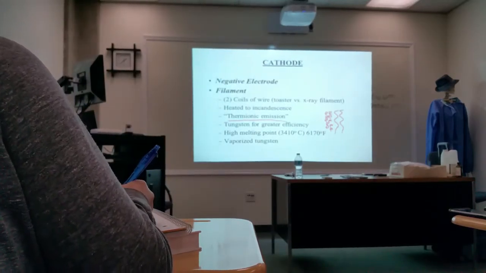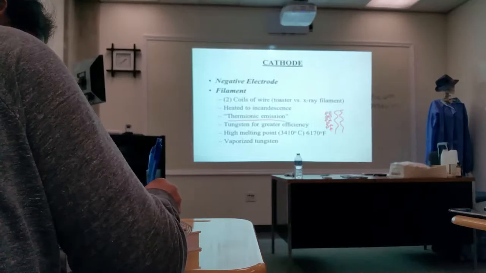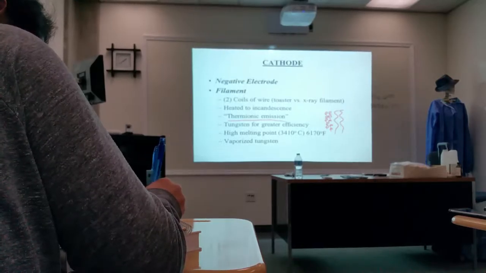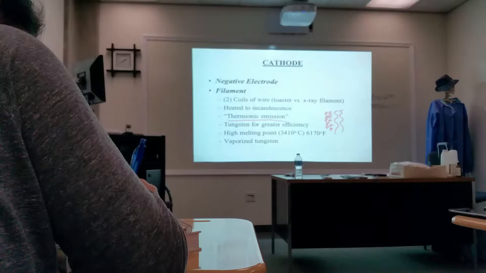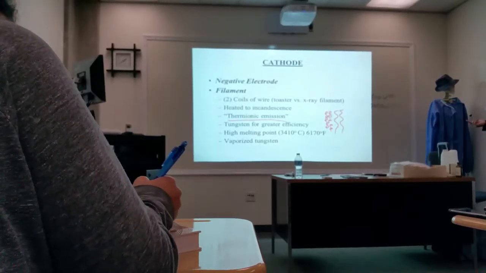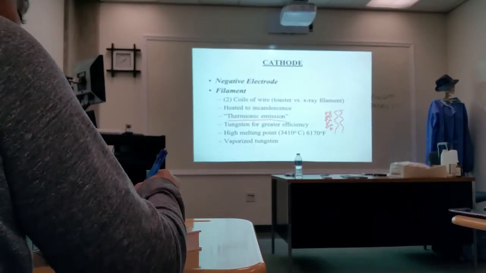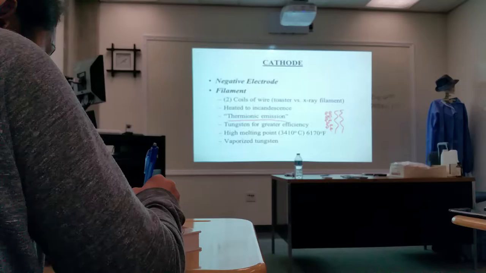The process in which electrons are boiled off from the filament is known as thermionic emission. And as we said, the greater the mA, the more electrons are boiled off, right? The less the mA, the fewer electrons are boiled off. This process is still called thermionic emission.